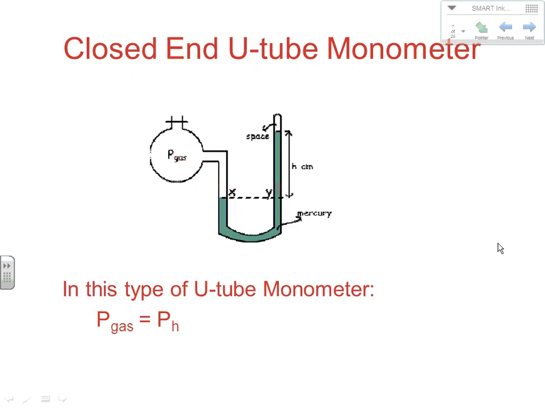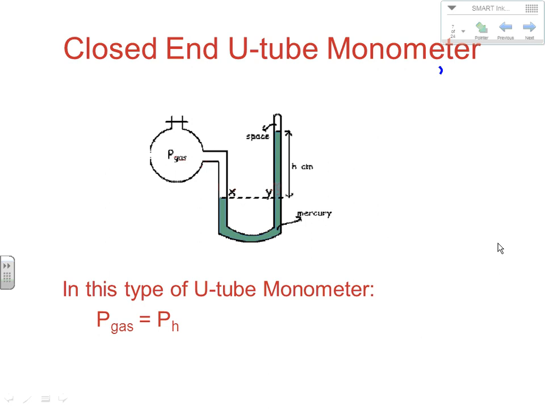Well, if we have an open-ended manometer, then we can also have a closed-ended manometer. The difference between the two is that in this case, it's kind of like in our barometer. This is going to be a vacuum up here, so there is no pressure pushing down like before, because this is a vacuum. Before, we had atmospheric pressure pushing down; in this case we have a vacuum, an empty area of space. So the actual height of the mercury is the actual pressure of the gas.